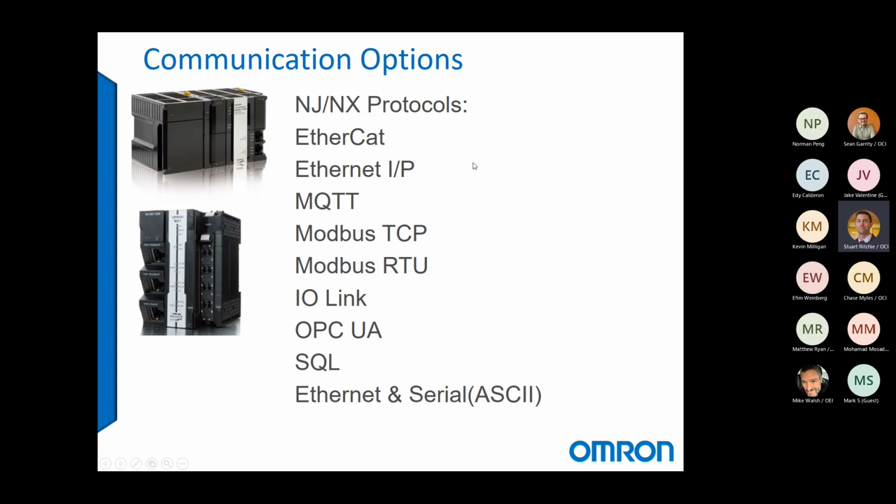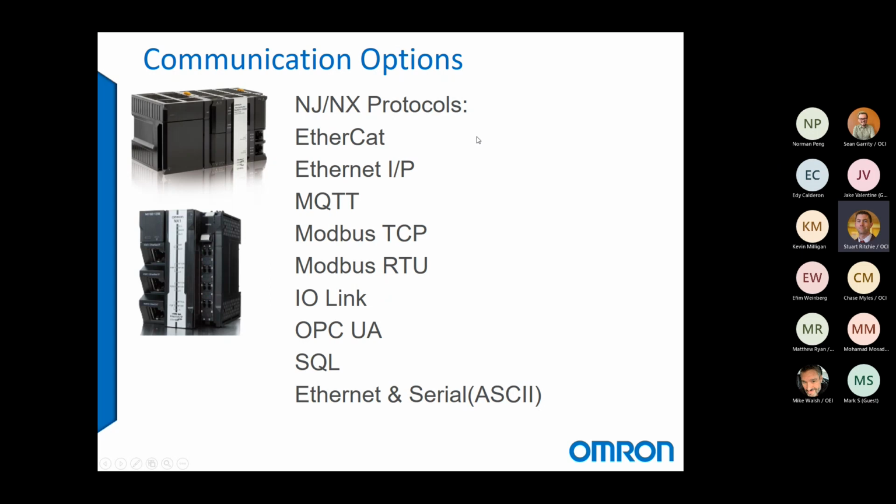Now on the NJ and the NX, we have a few different options. So EtherCAT, if you guys remember from day one, we did an EtherCAT demo, Ethernet IP, MQTT, Modbus TCP, Modbus RTU, IO-Link, OPC UA, SQL, and kind of raw Ethernet and serial communications with devices comparable to what you would do with Telnet kind of thing.